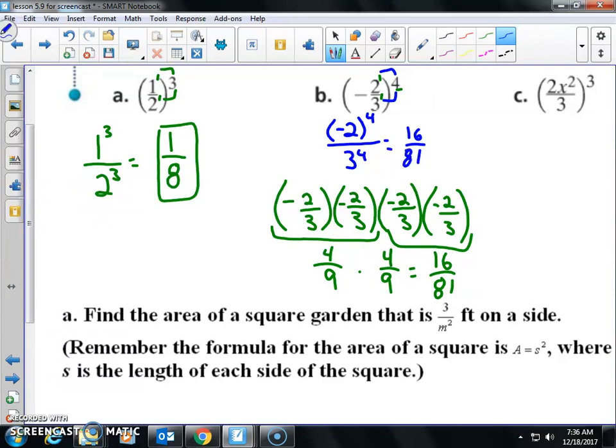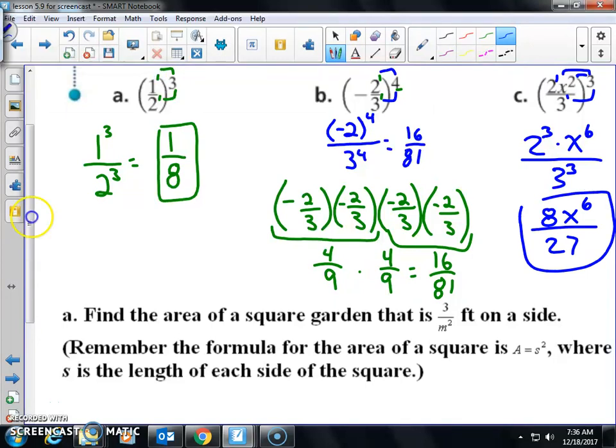Letter C, same strategy. I'm just going to go with the shortcut way. Invisible 1 exponent there. The x already has a 2 exponent. The 3 needs its invisible 1. I'm going to multiply inside by outside. So I've got 2 to the 3rd power times x to the 6th power all over 3 to the 3rd power, which simplifies down to 8 x to the 6th over 27.